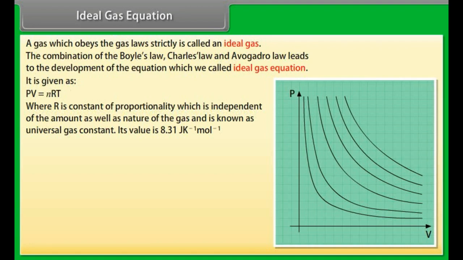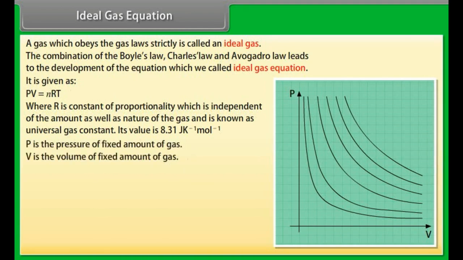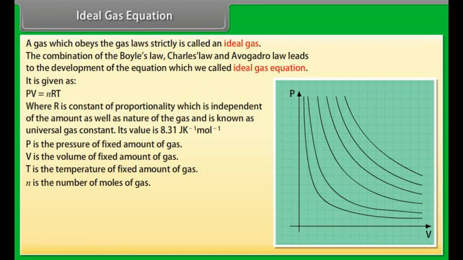Its value is 8.31 joule per Kelvin per mole. P is the pressure of fixed amount of gas. V is the volume of fixed amount of gas. T is the temperature of fixed amount of gas. n is the number of moles of gas.